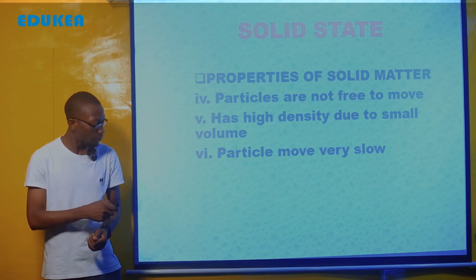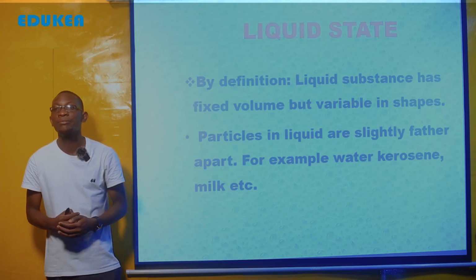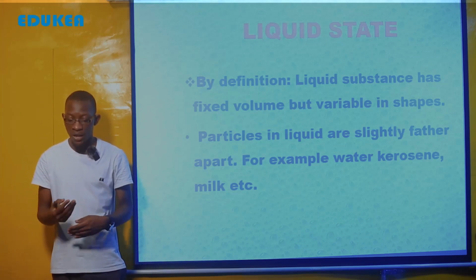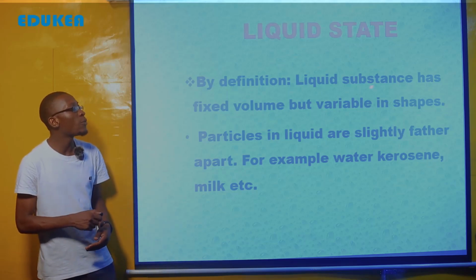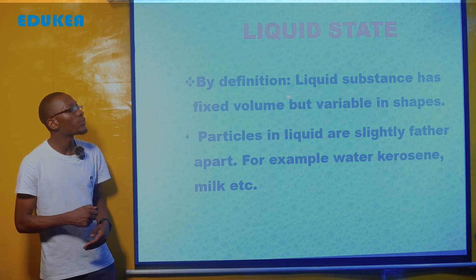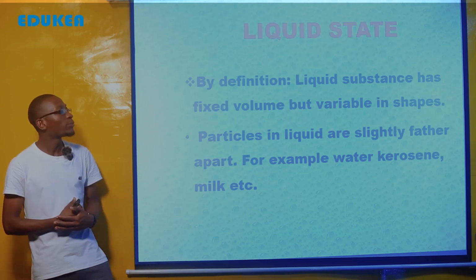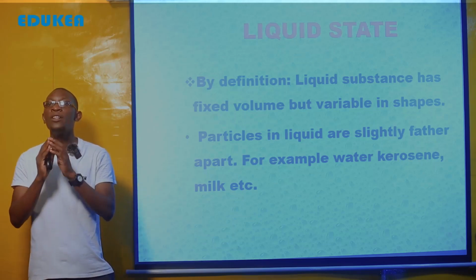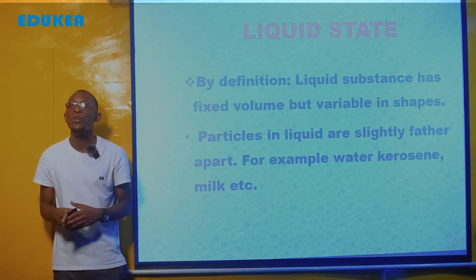Let us look at the liquid state. So liquid state, what is a liquid state and how does it occur? Yes. Liquid state is a liquid substance that has a fixed volume but variable in shape. Kwamba liquid state inakuwa na volume fixed, kiwango chake cha volume ni maalum, yani kipo fixed, lakini variable in shape. Shape yake haina shape maalum. It retains the shape of the container.